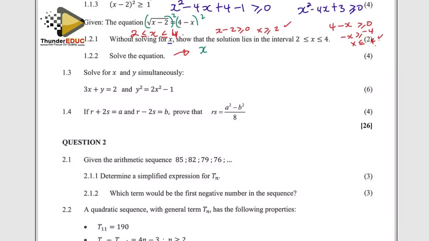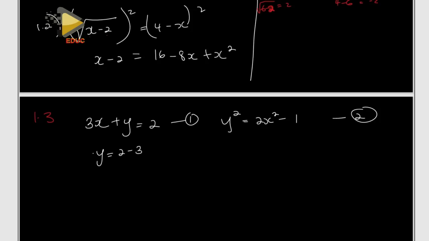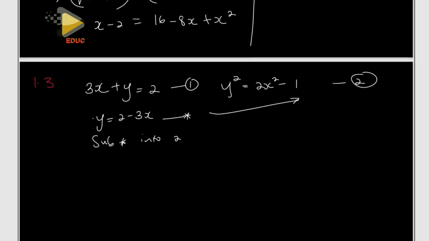Okay. So I can make y the subject. So this is equation 1, this is equation number 2. Make y the subject. It's going to be 2 minus 3x. Let this be equation star or equation 3, which I must substitute into this equation. So substitute equation star into equation number 2. Okay, so that's going to be 2 minus 3x, everything must be squared, is equal to x squared minus 1.